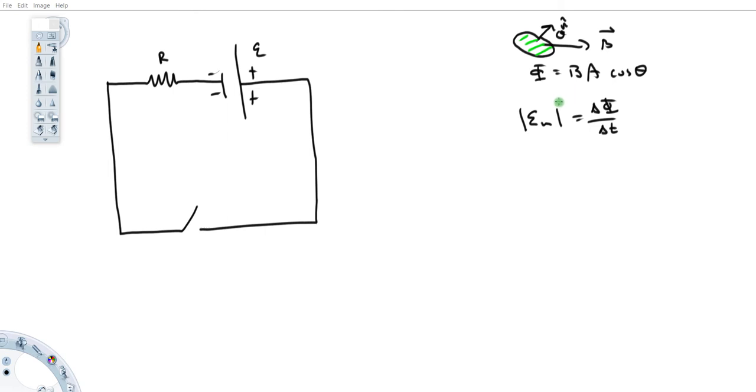Now, hopefully you've studied a little bit about Faraday's law of induction, which basically says this: anytime you change your magnetic flux, which you can do by changing either B or the A or the theta, you're going to induce an EMF or a voltage in that loop. And the magnitude of that EMF is going to equal the rate that the flux changes, change in flux over change in time. So it's necessary to understand Faraday's law to grasp induction.